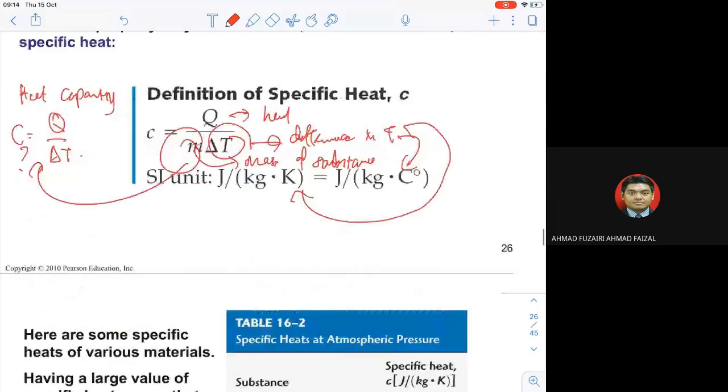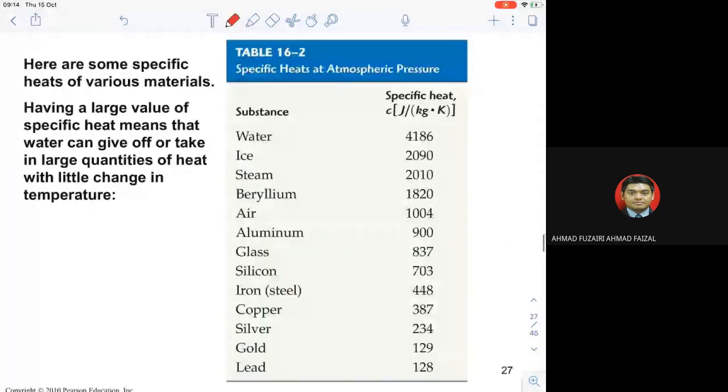Here are some specific heats of various materials. You can see that water has the highest specific heat value. Water can give off or take in a large quantity of heat with little change in temperature. That's why when we heat up water, it takes a very long time for the water to boil. And of course, when the water is boiling and we take off the heat, the water will retain its heat. It does not easily cool off. Water will have a very large heat.